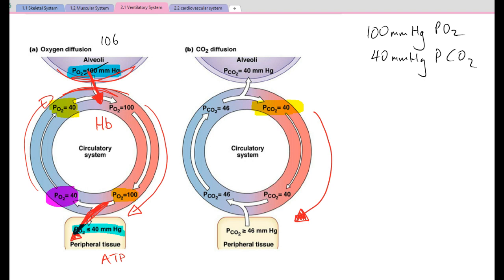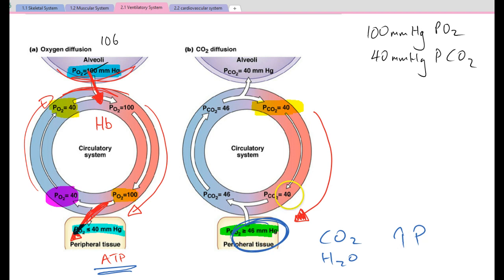towards the tissues. In the tissues, because carbon dioxide, CO2 and H2O, they're byproducts of aerobic energy production, we end up with an increased amount of carbon dioxide, increased concentration, meaning an increased pressure. Therefore, 46 being greater than 40, the movement of carbon dioxide is from the tissue into the blood, and that carbon dioxide then moves in the blood towards the alveoli.